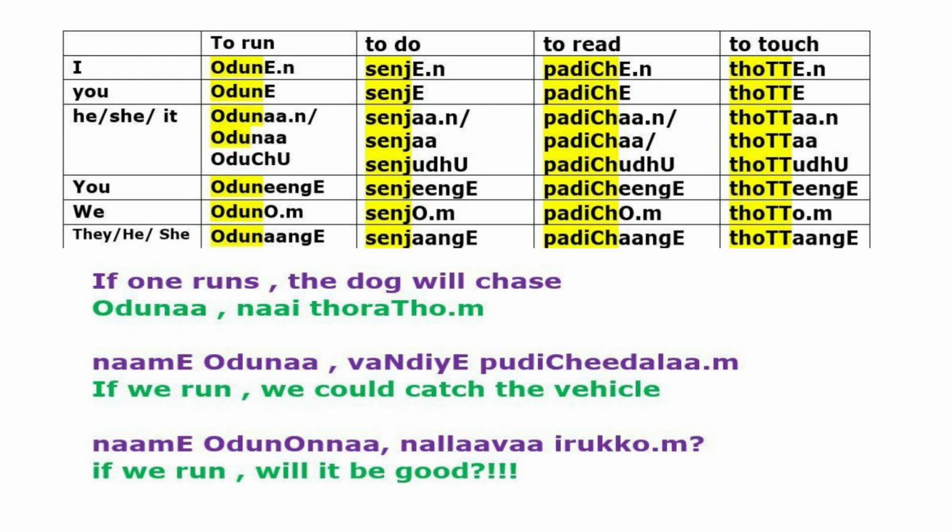That is, we are taking the ஓடுன் and adding na. Okay. நாம ஓடுனா, we can say, if we run, வண்டியை பிடிச்சிடலாம். We could catch the vehicle in time. We are talking about the bus or car, a very common taxi or the train. People commonly use the word vandi, which means the vehicle. நாம ஓடுனா, if we run, வண்டியை பிடிச்சிடலாம்.